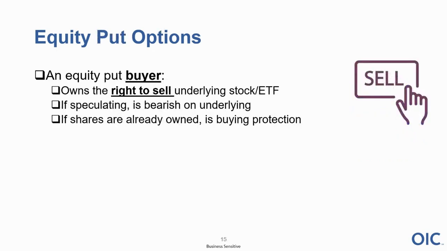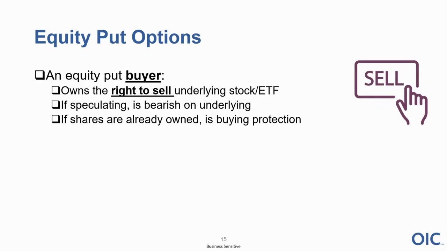The put side, the other type of option. We have calls, we also have puts. Puts are the opposite to calls. So a put buyer has the right to sell that stock. You might do it if you're speculating because you're bearish on the stock, you think it's going to go down in value. If you already own those shares, you may buy a put to protect those shares because you have the right to sell that stock if the market happens to fall out of bed come Monday morning. And as a put buyer, you've got the right to sell those shares at the strike price.